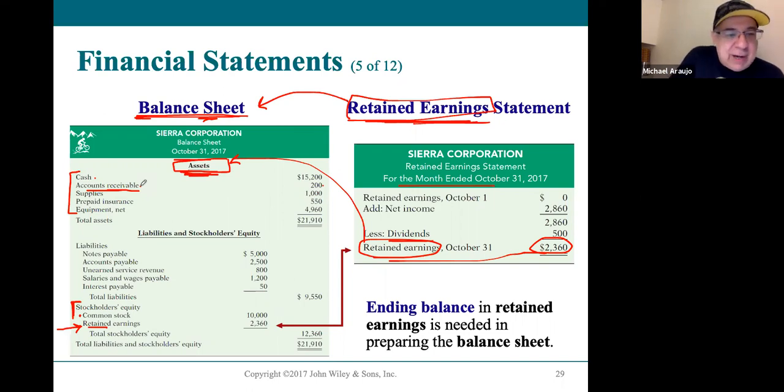Okay, so accounts receivable will eventually turn into cash, because that's what you wanted when you did the work in the first place.